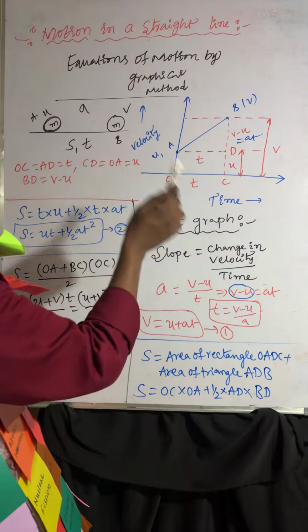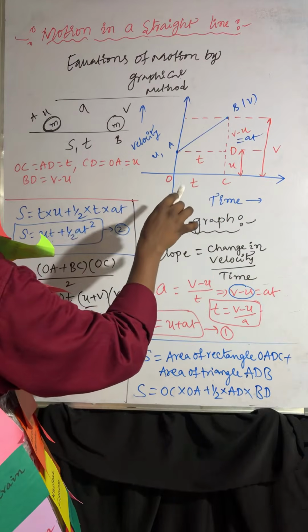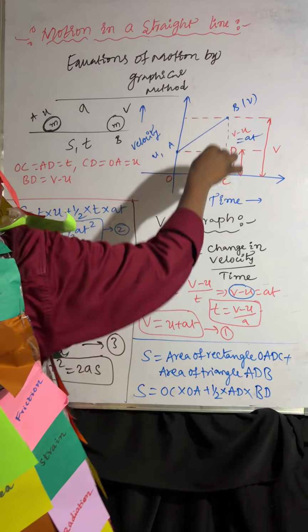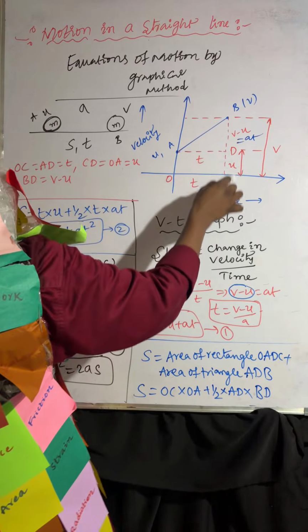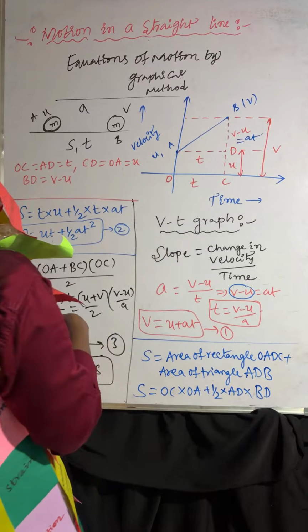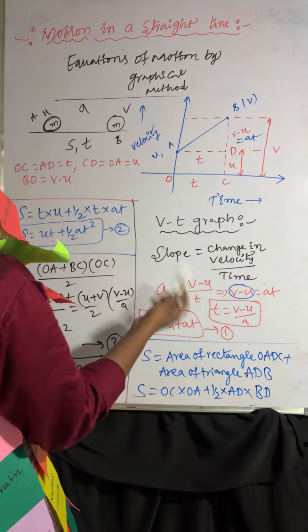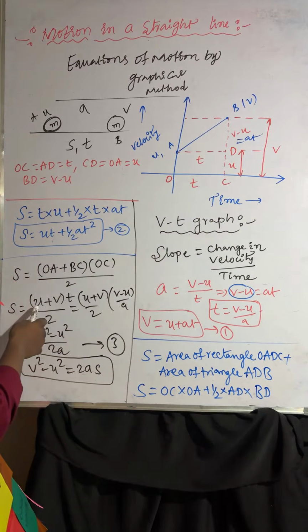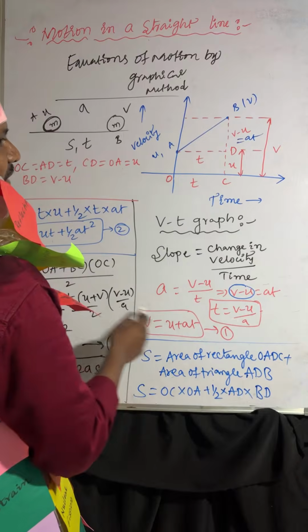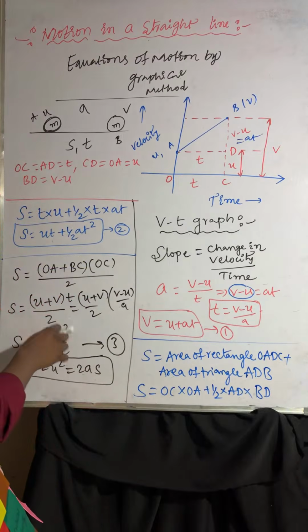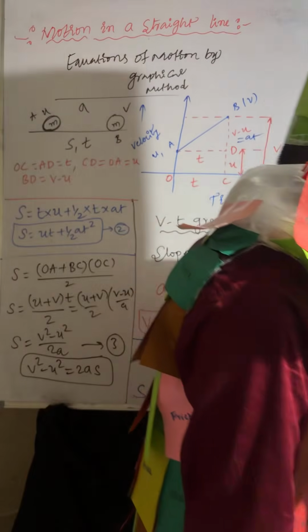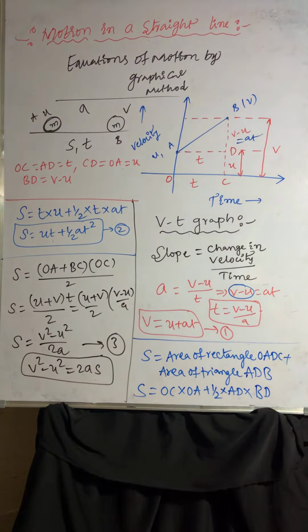Coming to the third equation, position and velocity. From the same graph, S equal to the area of the trapezium OABC, that is OA plus BC, multiplied by OC. That's why I'm writing initial velocity plus final velocity by 2 into T. T is nothing but V minus U by A, which you substitute. Then you'll get S equal to V square minus U square by 2A, so V square minus U square equal to 2AS. That's enough. This is the third equation of motion. I hope it is clear.